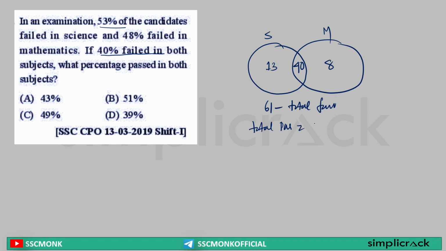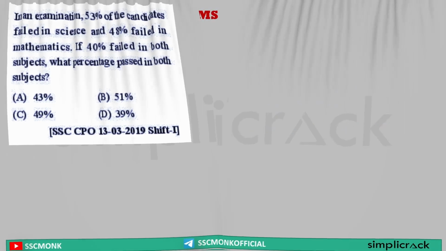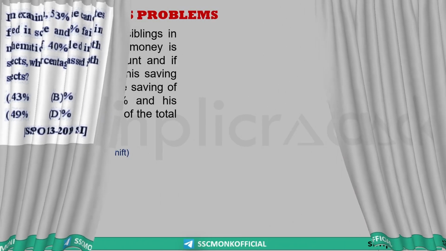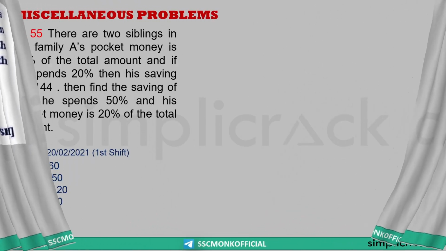Total pass 100 minus 61. That is equal to 39%. Option D. Clear? Next. This is all about mixture of problems.